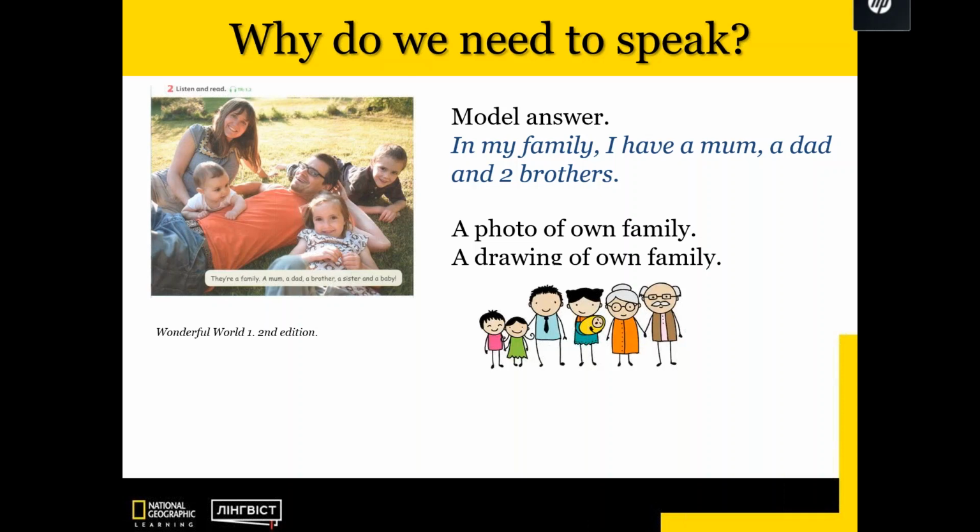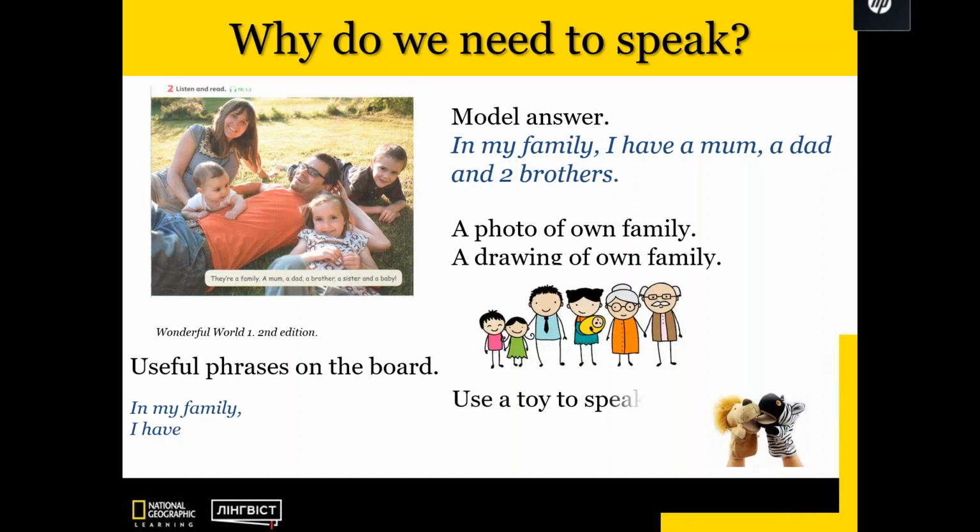So ask them to draw and to speak about their family. Again, not about some fictional family, but their own family. And the language is quite easy. So children who are 6 years old will be easily using these phrases to talk about the family, and they will remember that because they talked about something personal. Help them with some phrases on the board. Maybe for shy students, use puppets. Why not, right?